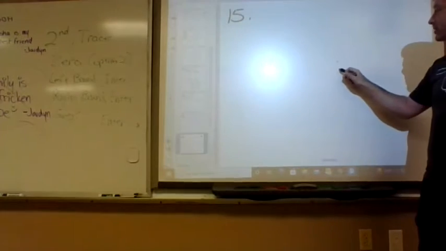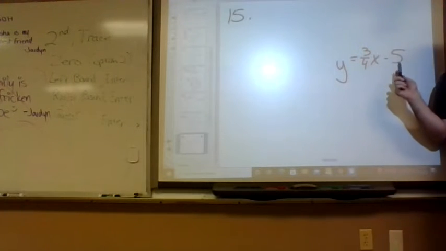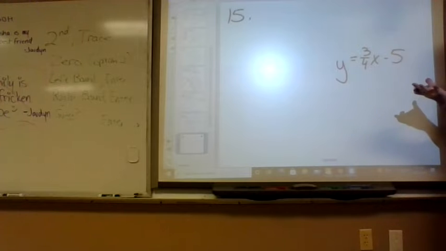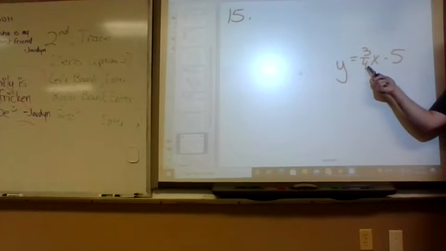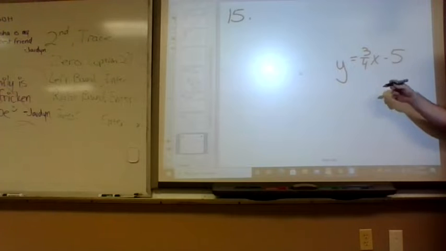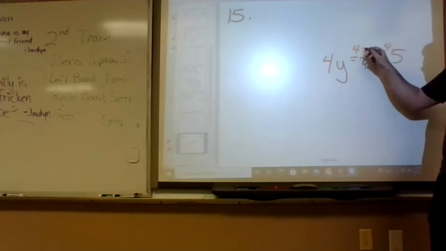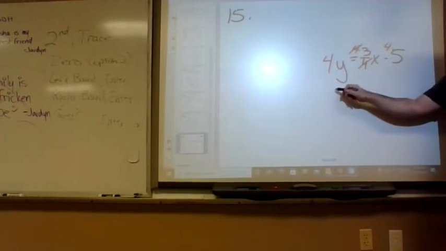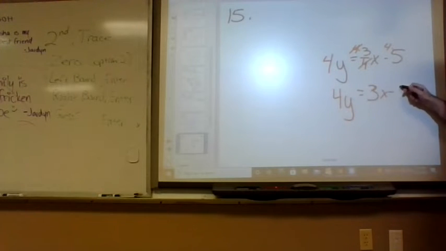Before we do 15, I should probably make a small note really quickly. One thing about standard form is making it neat. You're not supposed to have any fractions. Do you guys remember how we got rid of a fraction? You multiply by 4 in this case. Because what happens when you multiply by 4, the 4 cancels out on that one. So you get 4y equals 3x minus 20.